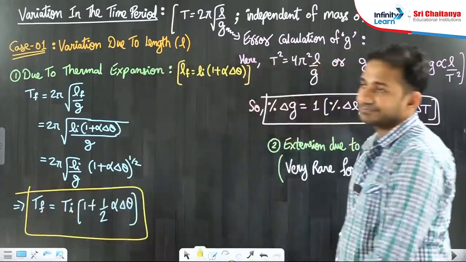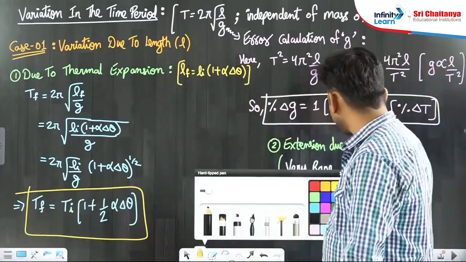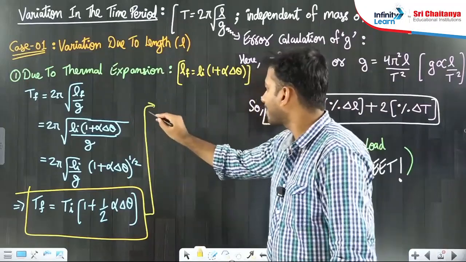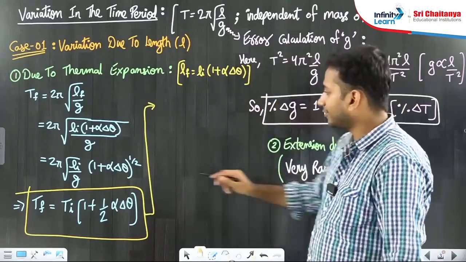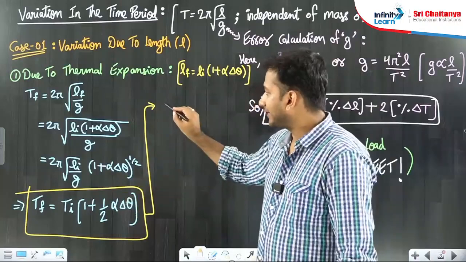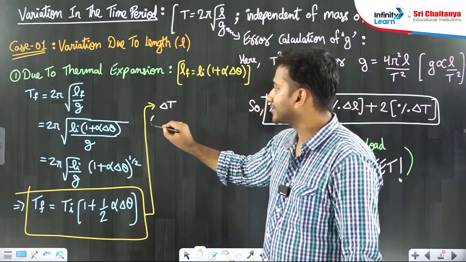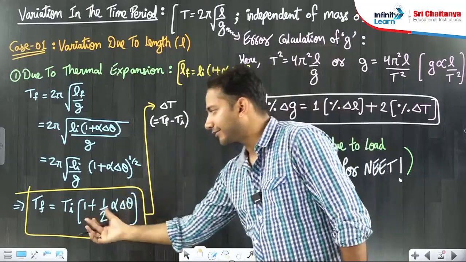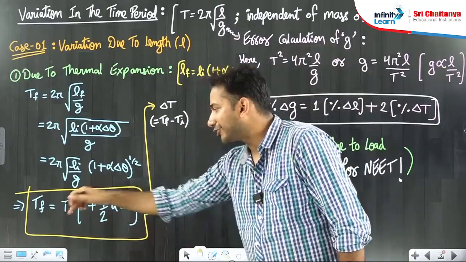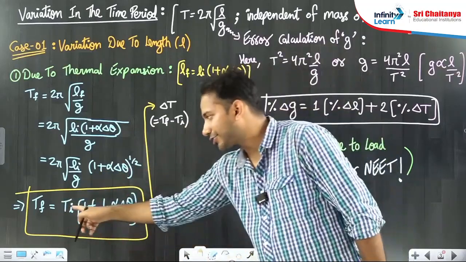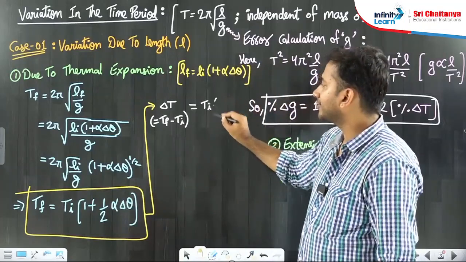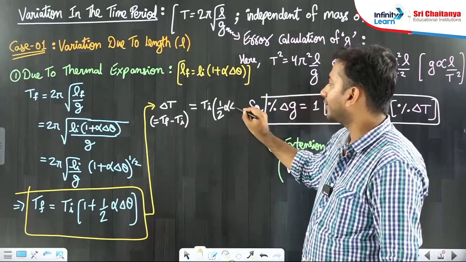This is the relation. Also, from the same relation, if I try to calculate here delta T, which is T final minus T initial, then I just need to open the bracket here. So this will be T initial, sent on that side it is T final minus T initial. Also it will be multiplied with the second term. So that will be T initial half alpha delta theta.